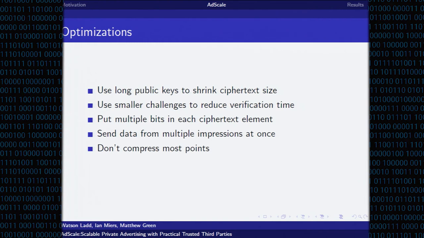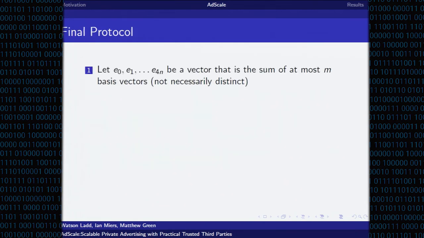We also don't compress most points. Point compression turns out to be a bottleneck for verification. Decompressing all those ciphertexts takes a lot of time. Yes, there's a bandwidth cost. We've made up for that by shrinking the ciphertext size and by packing in our bits tightly. Also, lots of reduction in the constant factors. So sit down, try to optimize the heck out of everything.